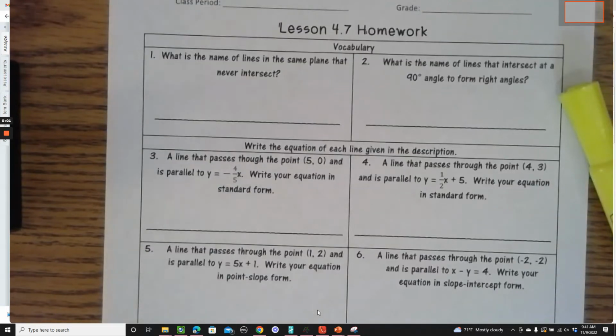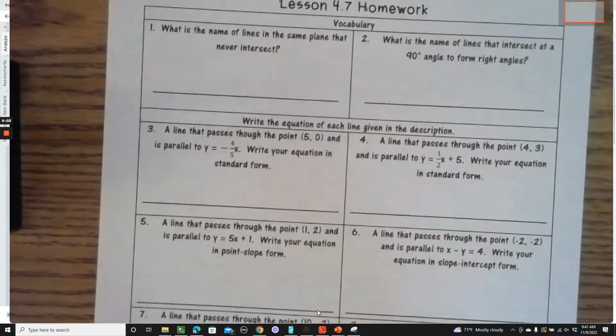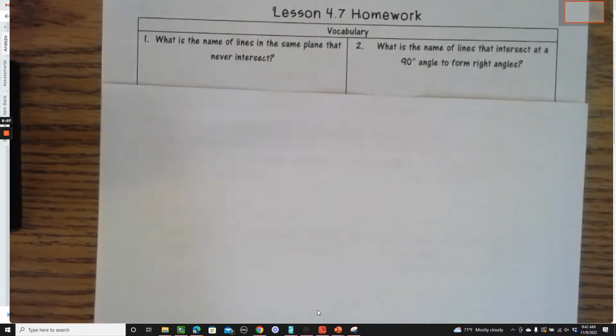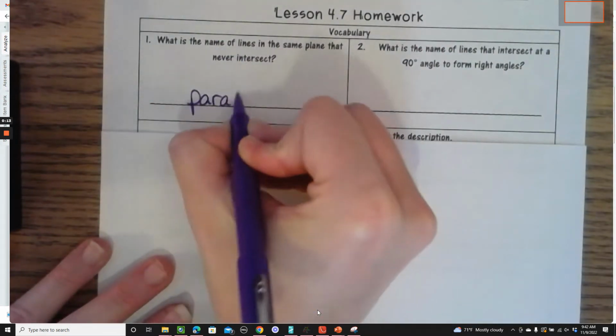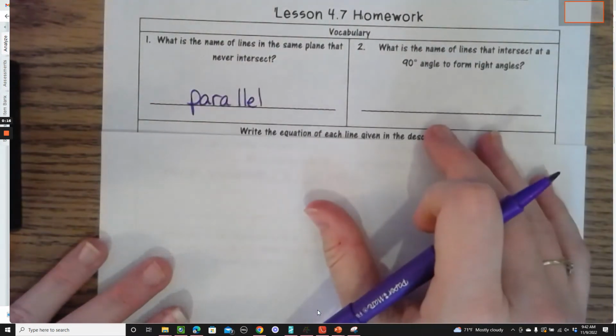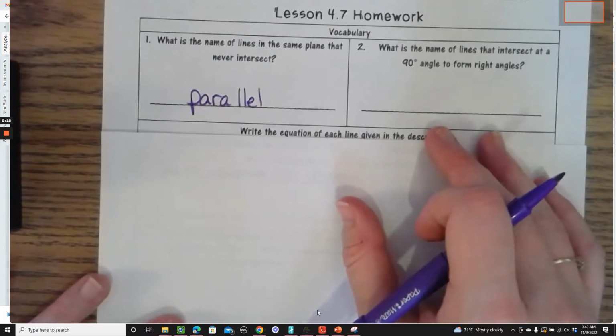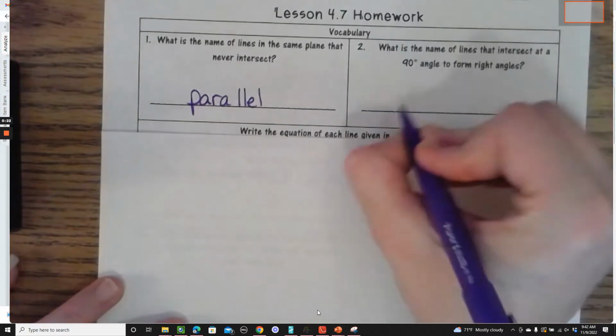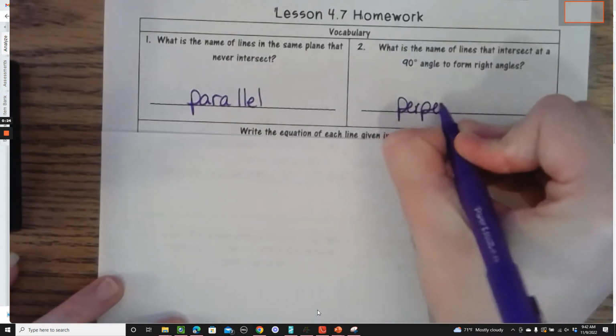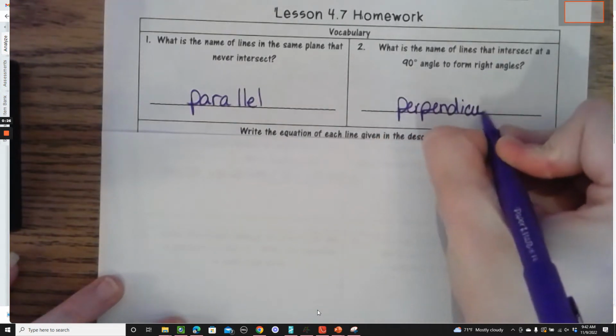Right, this video is for the lesson 4.7 homework. So number one, what is the name of lines in the same plane that never intersect? Parallel. Okay. What is the name of lines that intersect at a 90-degree angle to form right angles? Perpendicular. Okay.